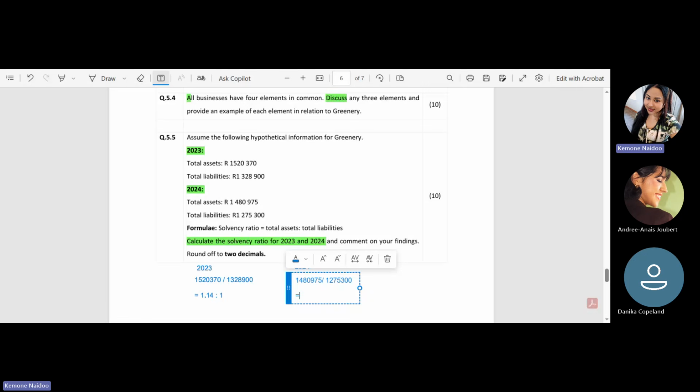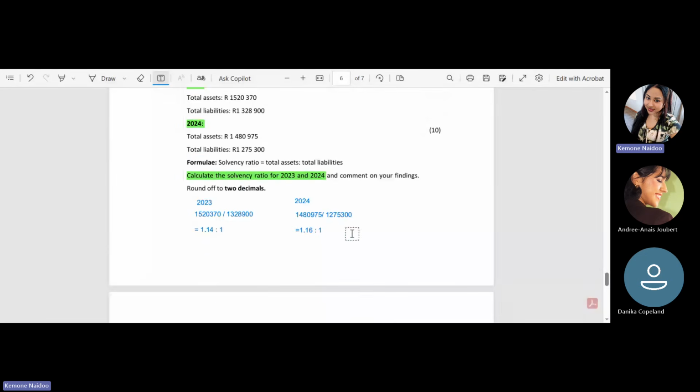Okay, just making sure that's correct. And you should end up with 1.16, okay, is to 1. So now from looking at these two, we have 1.14 is to 1 and 1.16 is to 1.